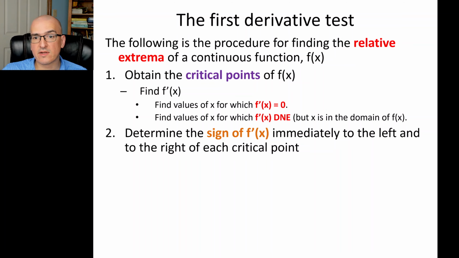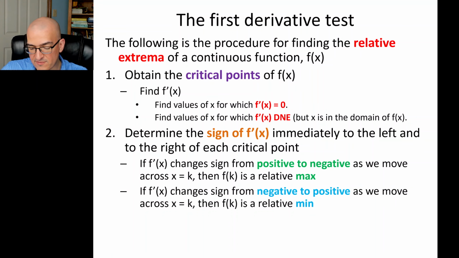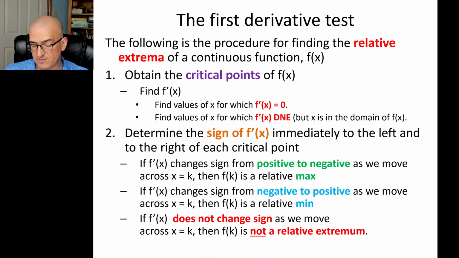Then we make a number line. We create test values. We plug those test values into the first derivative and we check if the first derivative is positive or negative at each of those points, and that tells us if the function is increasing or decreasing. If the derivative changes from positive to negative, so changes from increasing to decreasing, that means that there's going to be a local max at that location. And if the derivative changes from negative to positive, so it switches from decreasing to increasing, that means that there's going to be a local minimum at that location.